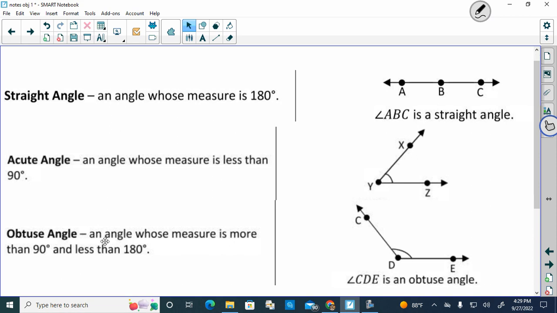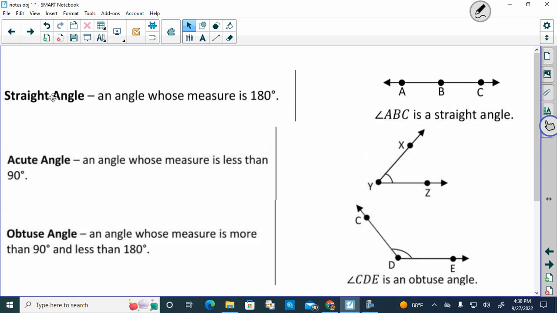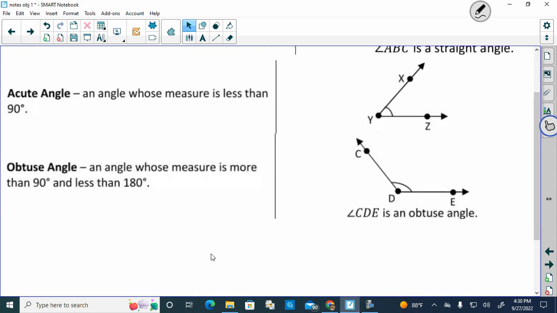An obtuse angle is an angle whose measure is more than 90 but less than 180. It can't be 180 and be called obtuse, so you can't call a straight angle obtuse. So basically we can go from 91 to 179. And here's an example of that one.